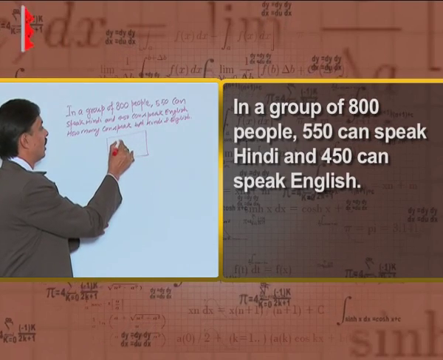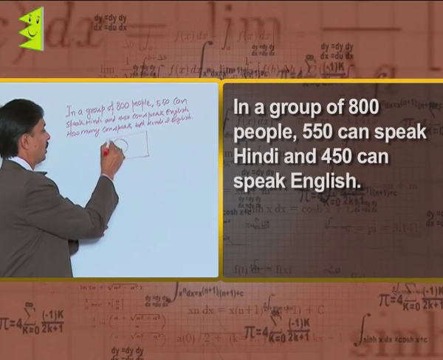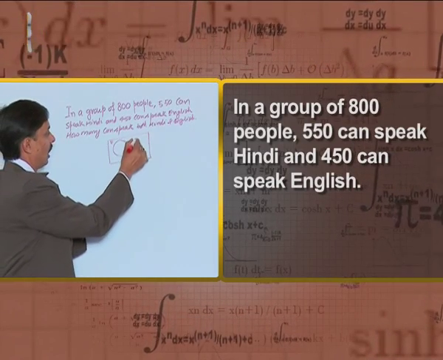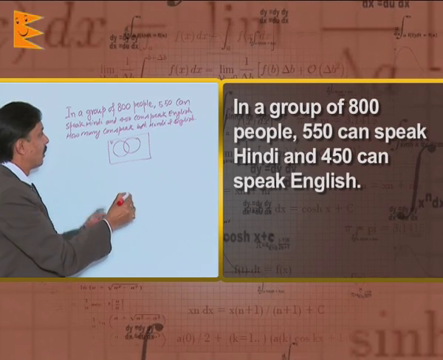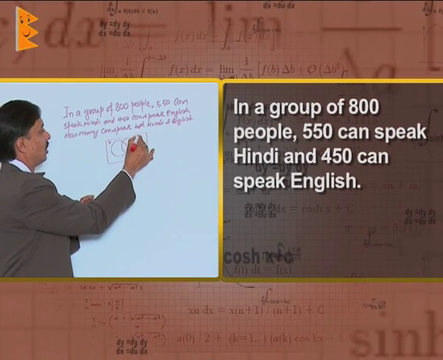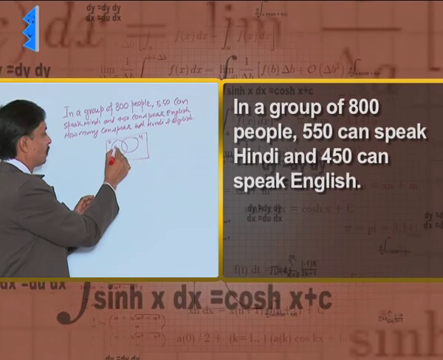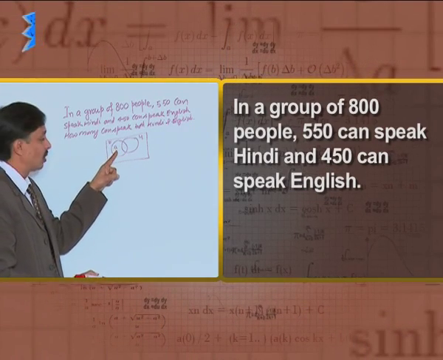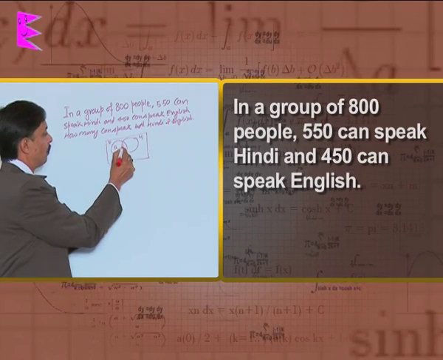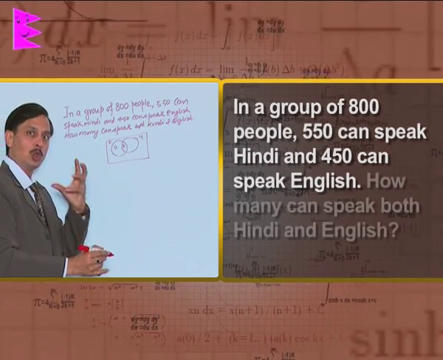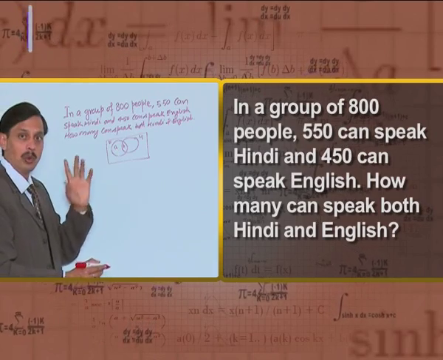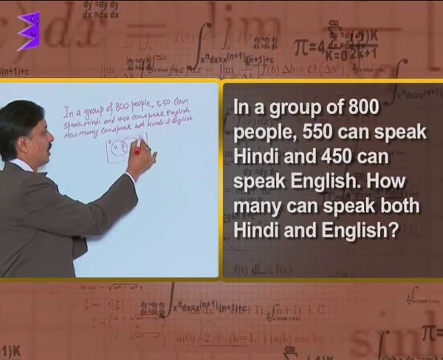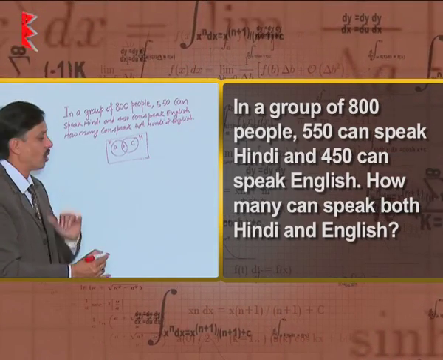550 can speak English. Suppose this is showing the number of persons who can speak English, and this is showing the number of people who can speak Hindi, H. Suppose this part A is showing persons who can speak English but not Hindi. B is the common part, meaning those persons who can speak both the languages. C is the part where the person can speak only Hindi, not English.